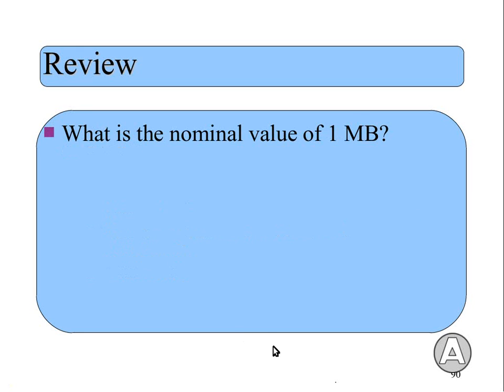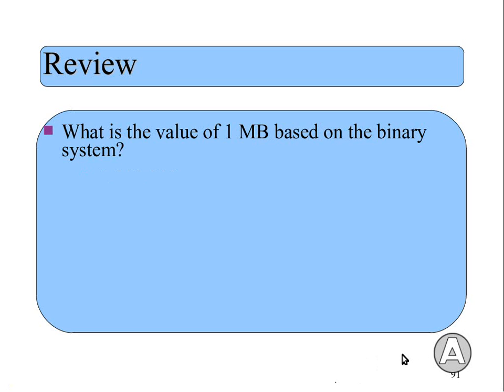What is the nominal value of 1 megabyte? Okay, well, what we mean by nominal is what it's close to, or what it's approximately equal to, and that's about 1 million. So if you think of it as 1 million, that's pretty close. Actually it's a little more than that. The value of 1 megabyte based on the binary system is actually more than that. It ends up being 2 to the 20th power, which is 2 times 2 times 2, 20 times, which is a little over a million, 1,048,576.